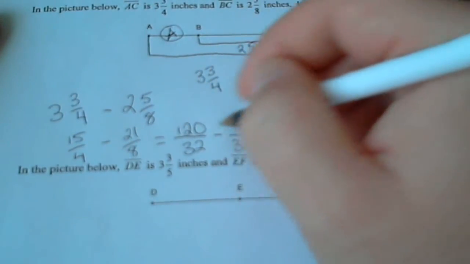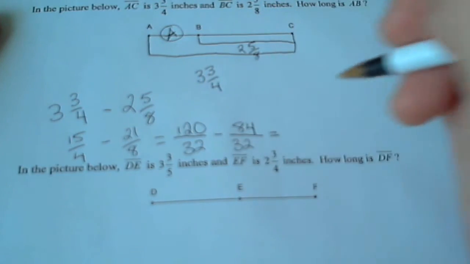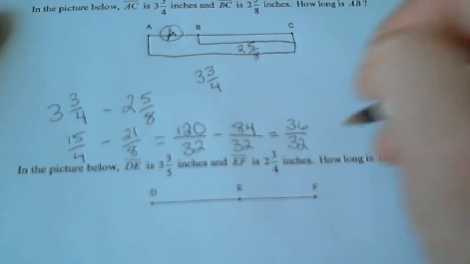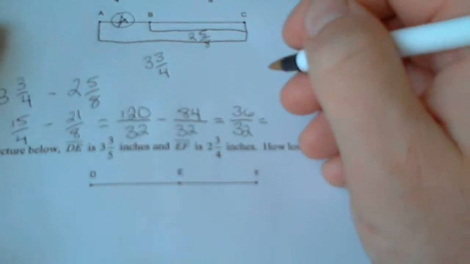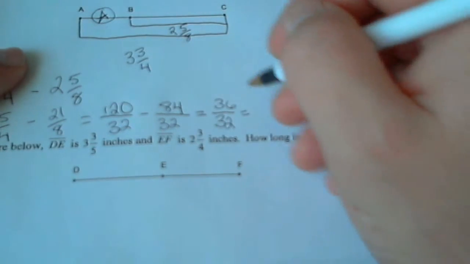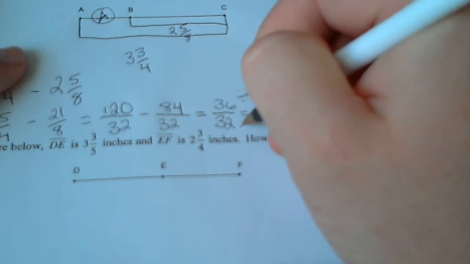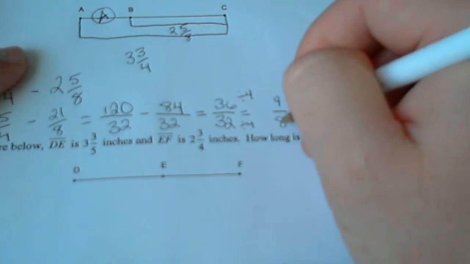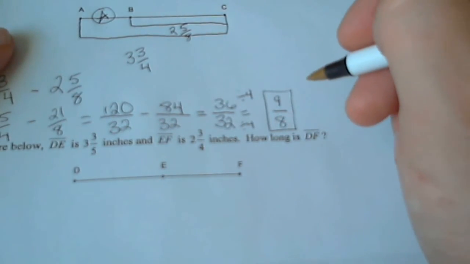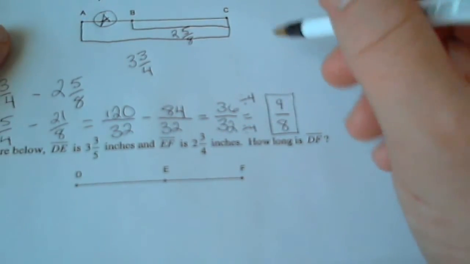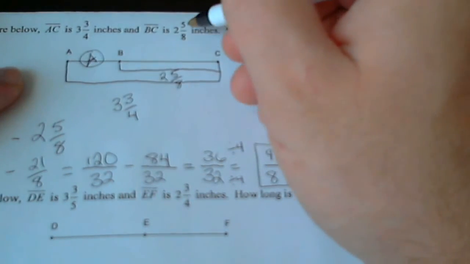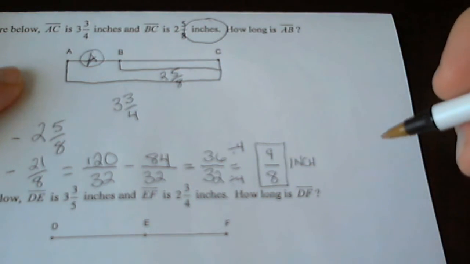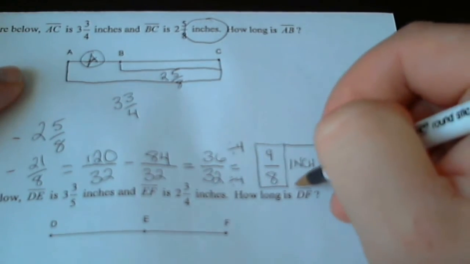Now I'm left with simple subtraction across the top. 120 minus 84, that is 36 over 32. Let's reduce by a factor of 4. Divide top and bottom by 4. 36 divided by 4 is 9. 32 divided by 4 is 8. So our final answer is 9/8. Now don't forget, this was a word problem, so we have units, inches. 9/8 of an inch. That is our final answer.